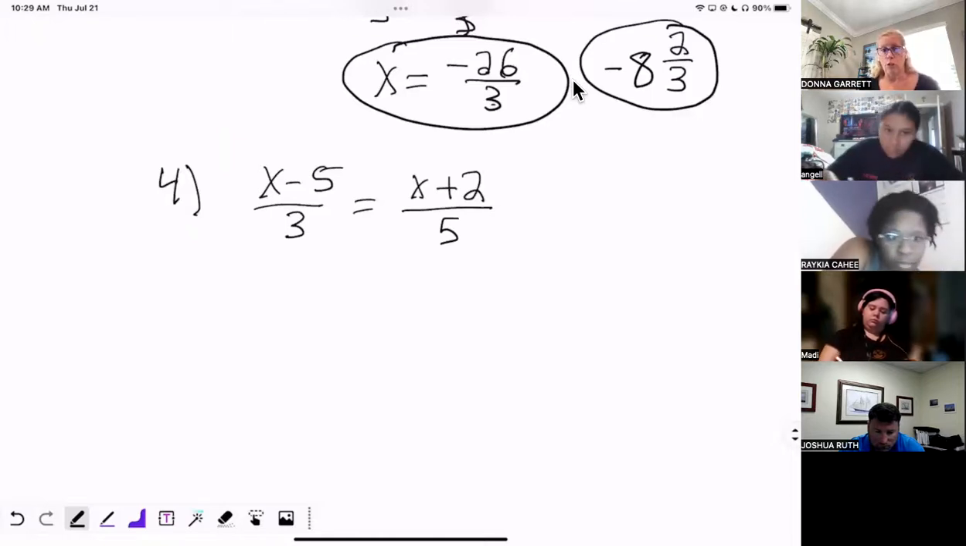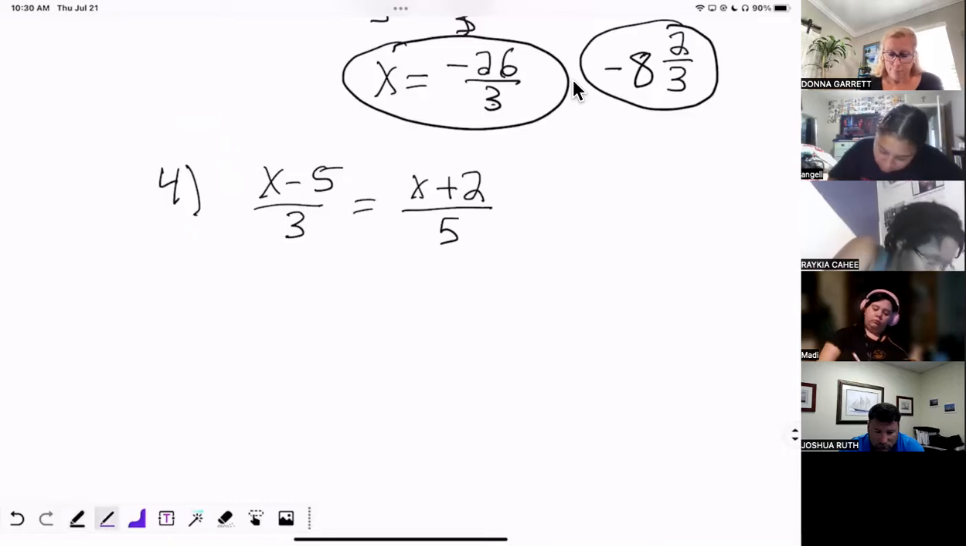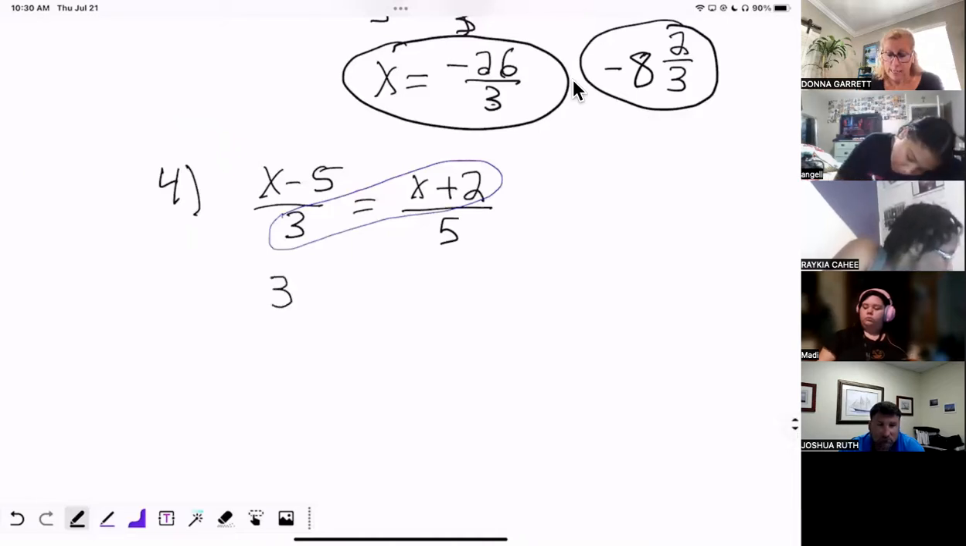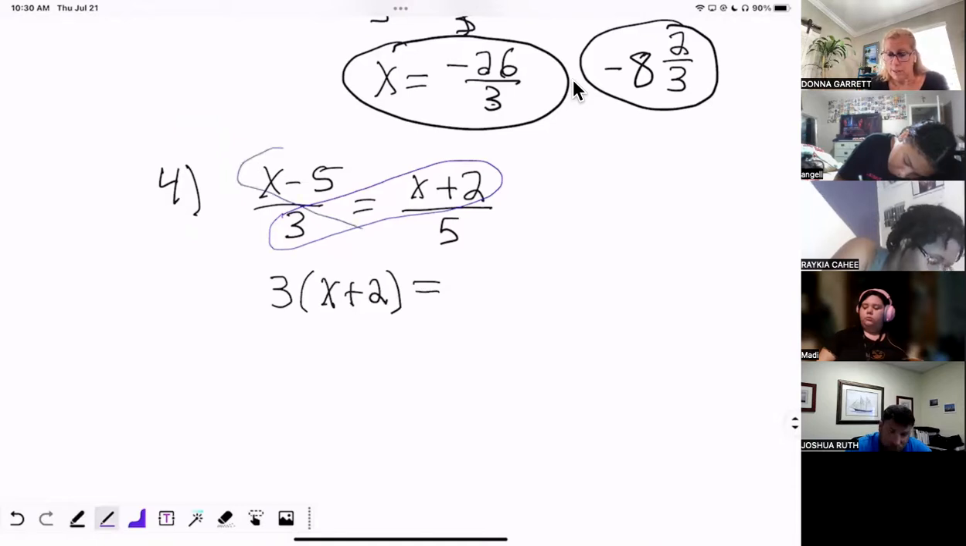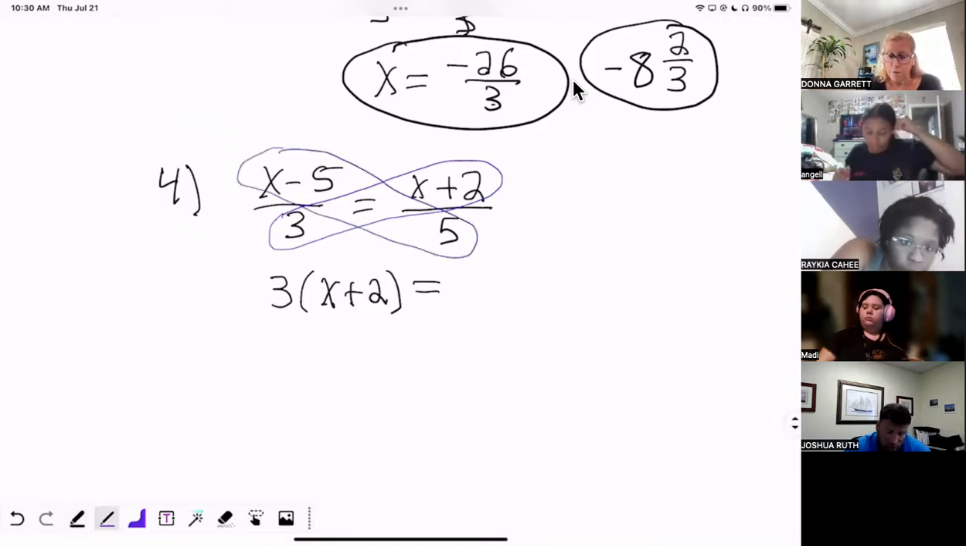So proportion, we can cross multiply. Write it as a multiply problem first. 3 times both x plus 2 equals, and then I'm going to do my other way. Let me circle this way. And then we're going to do 5 times parentheses x minus 5.